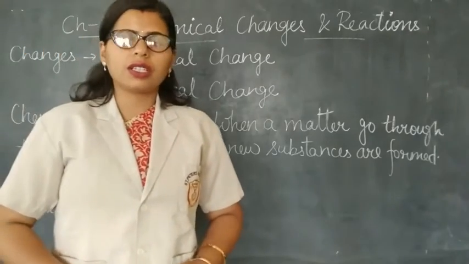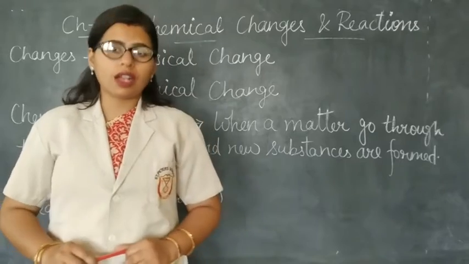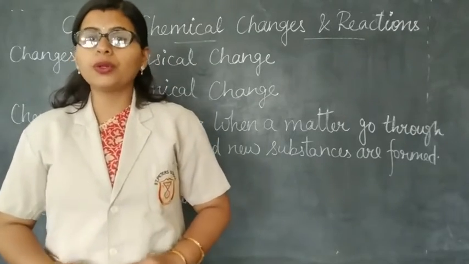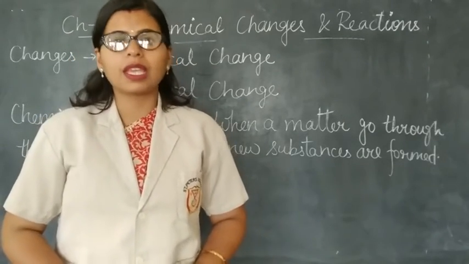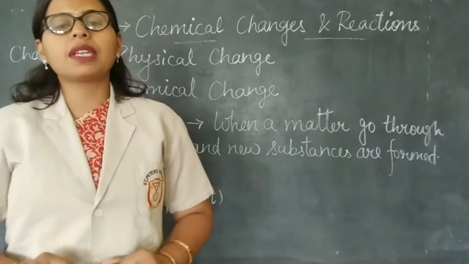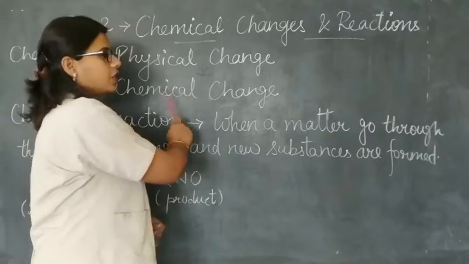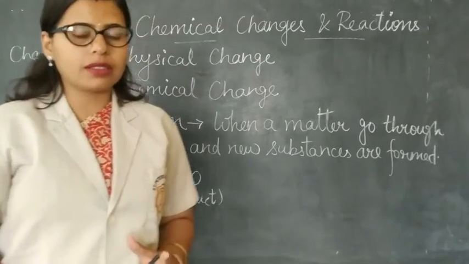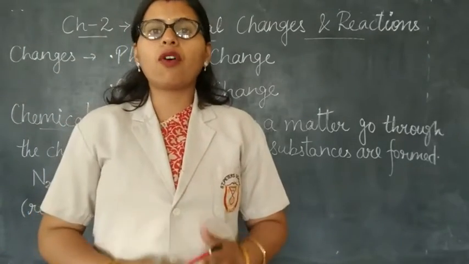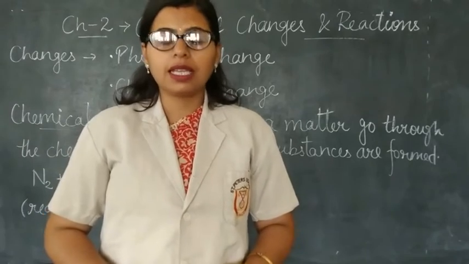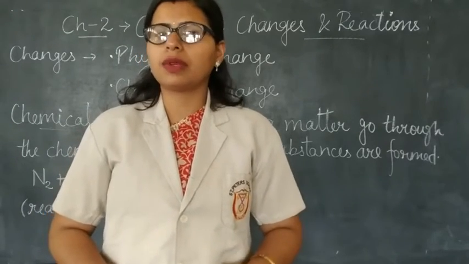In physical change, there is no change in the composition of the matter and no new substance is formed. Sometimes it's a reversible change. But in chemical change, composition of the matter changes and it forms a new substance. It's an irreversible process.